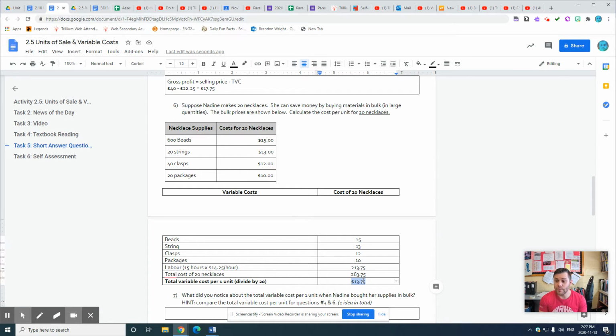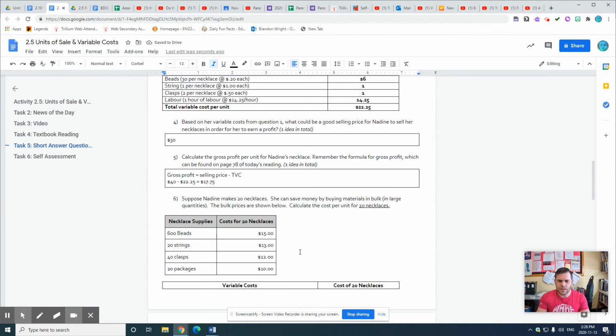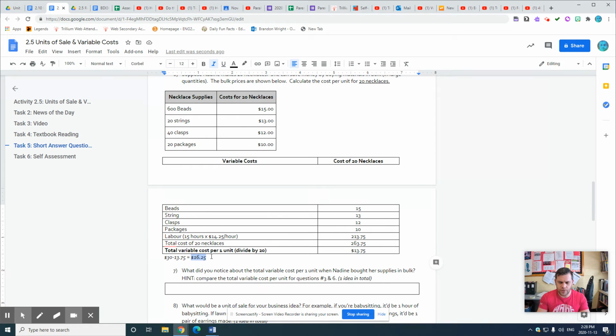Her total variable cost is much less. So that means it's better for her to buy her materials in bulk than it is for her to buy in small amounts. She's actually making more profit because now she sells for $30. So $30 minus $13.75 is $16.25. So now she's making a lot more in profit per necklace.